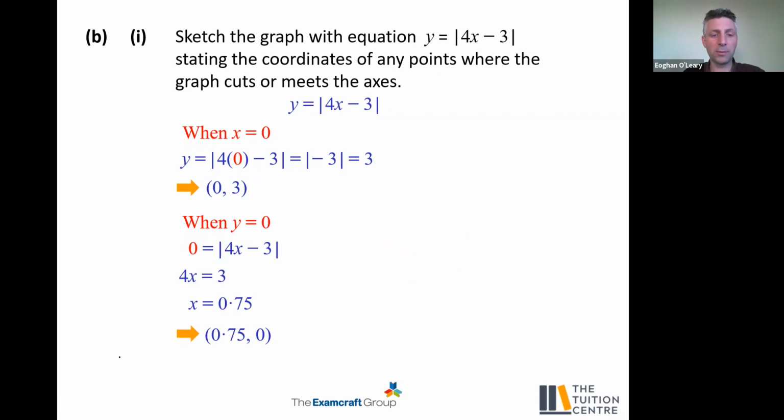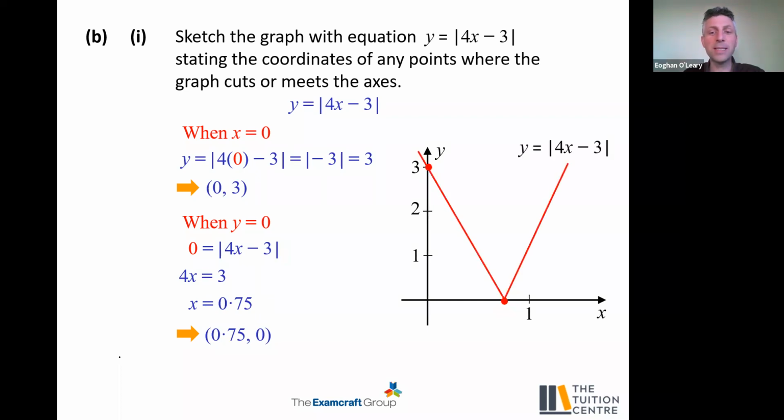So now we have 2 crucial points here that will help us to plot the function. But as I said, if you're unsure, sometimes students wouldn't be certain that this would be the lowest point, (0.75, 0). If you're unsure, of course, you can put in more values for x just to get yourself a bit more confidence in terms of what exactly the shape of the graph is going to look like. So that was 5 marks.